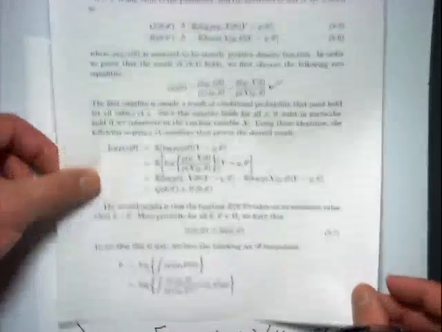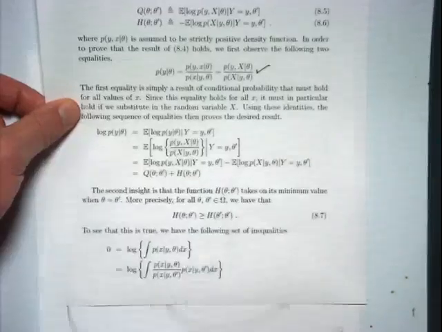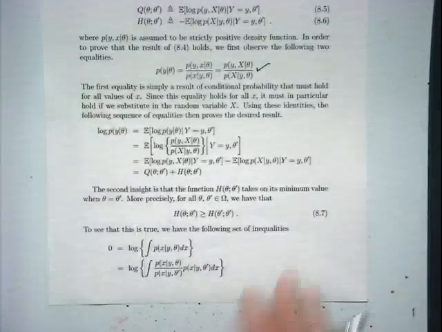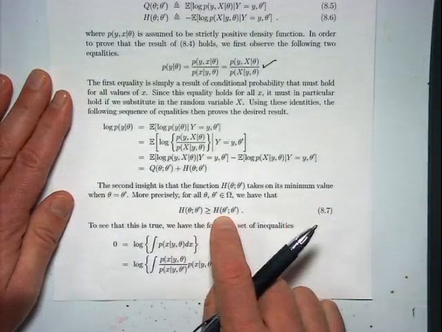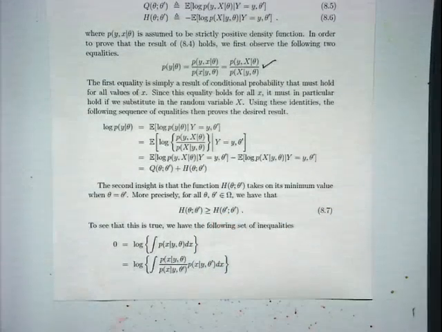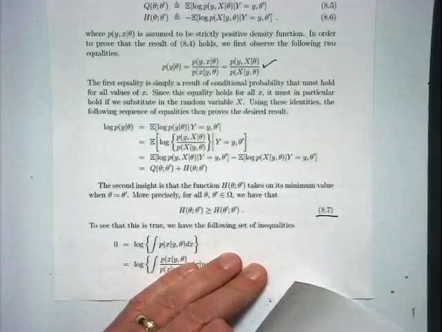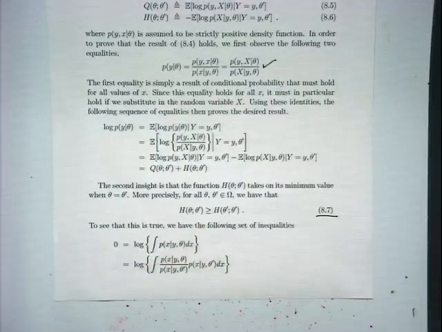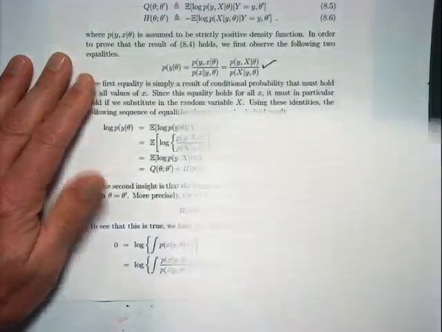Now the second insight, that's the first insight. That's the first thing we learn. Then the second insight is this, that h always has its minimum at theta prime. Okay. So first I'm going to explain what equation 8.7 means. And then I'm going to prove it. Because the proof of 8.7 is kind of formal. I mean, you go through each step. It's kind of interesting, but it doesn't give you a huge amount of insight, at least not for me. So what does this mean? Well, you have h.